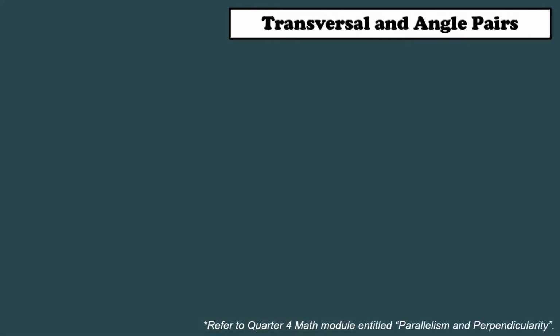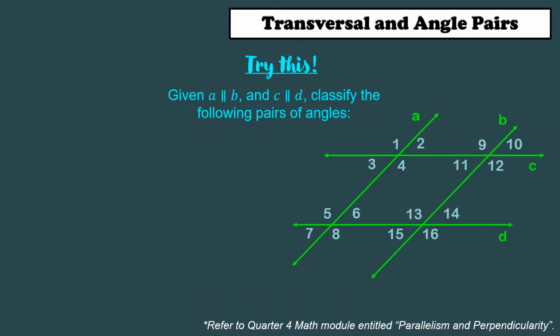Refer to your quarter 4 module entitled Parallelism and Perpendicularity for this module. For this example, we are going to classify the following pairs of angles.